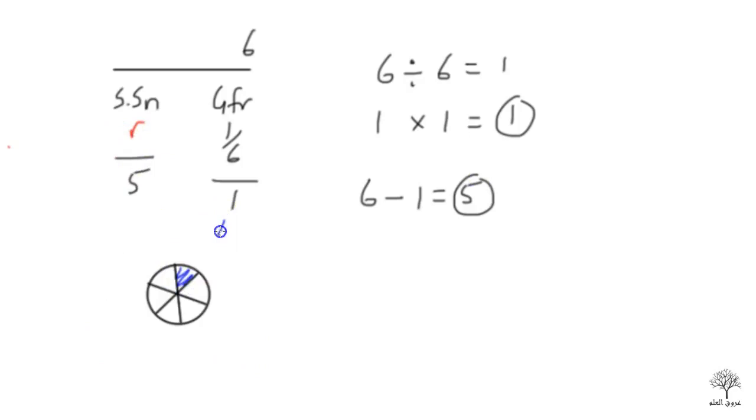Now, another method is doing the cake method. You just draw out the pieces of cake. So 1 piece of cake out of 6 pieces goes to the grandfather, and then you have 5 pieces of cake left, and the 5 pieces go to the son's son, the grandson. Okay, so that's how it's done.